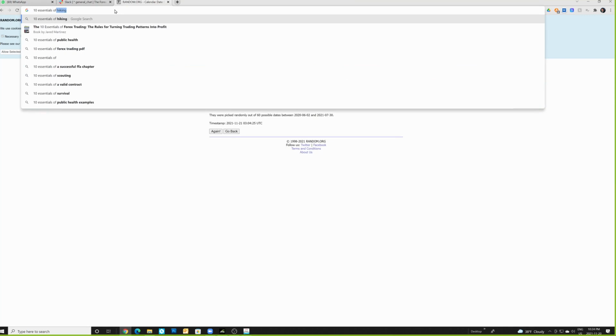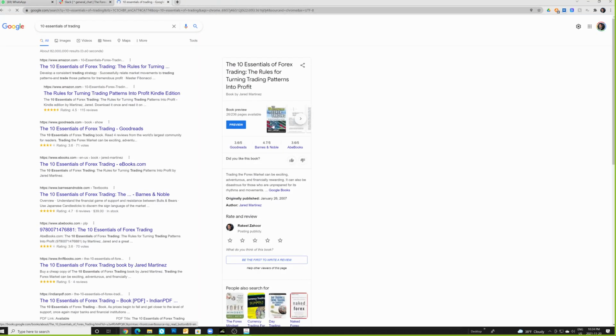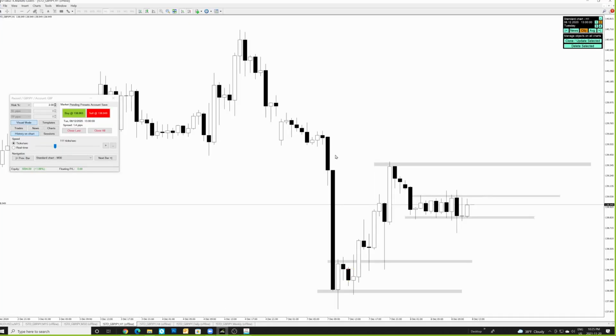Essentials of hiking. I think it's trading. 10 Essentials of Trading. Oh yeah, this one right here. Yeah, this is the book. This is the only book I have. 10 Essentials of Forex, Chapter 11. Yeah, Chapter 11. All right.